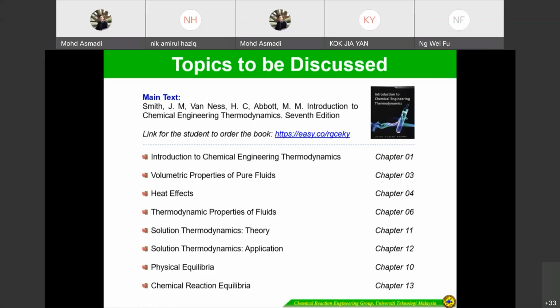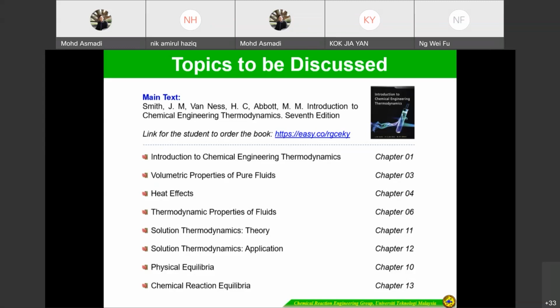Okay. So I think this is the step of how to calculate the hypothetical path. I think you learned also in the mass balance. Okay, in general. And then solution thermodynamics, and also solution thermodynamics theory and application, chapter 11 and chapter 12. Okay. After chapter 6 is chapter 11, 12, and then we go to chapter 10.